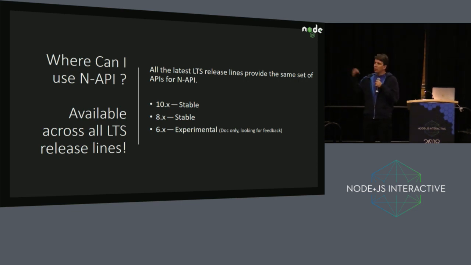For version 6, when we did the backport, we had to make a few extra changes, and that's why we marked it as experimental. Given that its lifespan is only until next April, it's likely to stay that way, although if we had a lot of feedback saying that this was holding people back from adopting it, we might be able to change that and make it stable in 6.x as well.